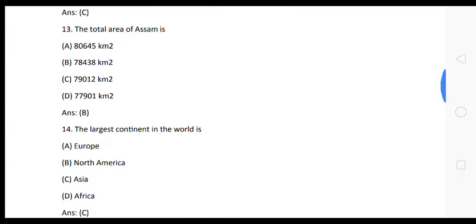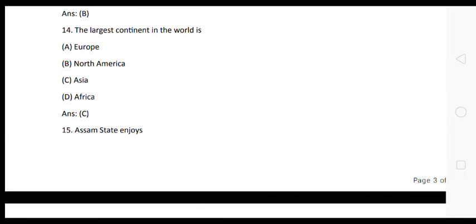The next question is: the total area of Assam is, very important question. The correct answer is B, 78,438 square kilometer. The next question is: the largest continent in the world is, everybody knows it. The correct answer is option C, Asia.